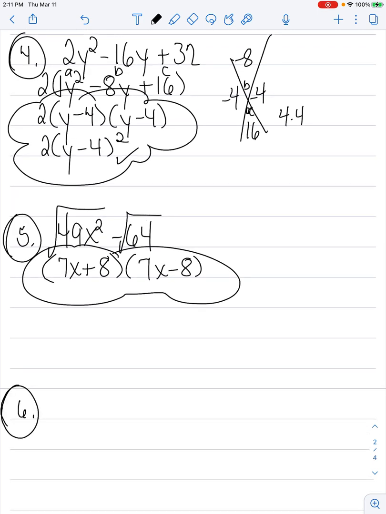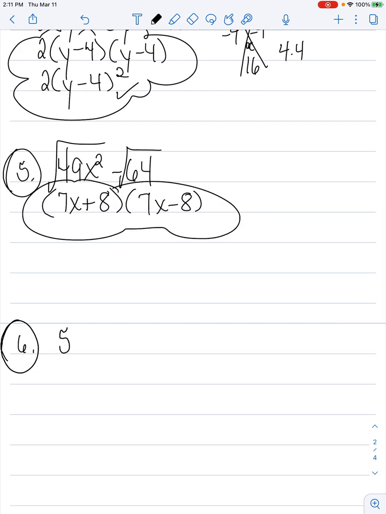Number 6, I'd like for you to factor 5x squared plus 3x plus 4. Pause the video, factor this, and then check yourself. Let's see how you did. First of all, I don't see or recognize a greatest common factor, so I'm going straight to Magic X has your back. A, B, C. My B is 3. A times C, 5 times 4, is 20.